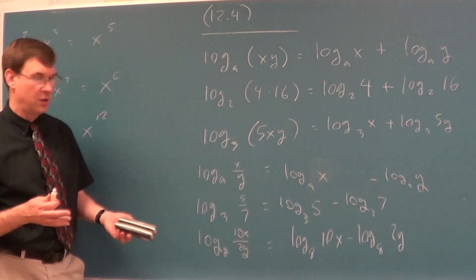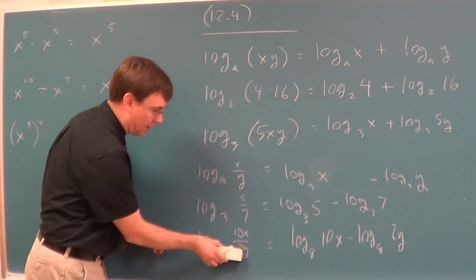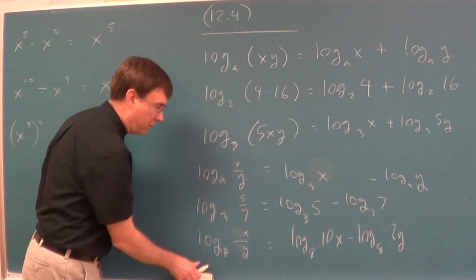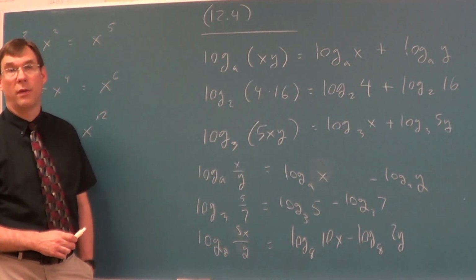What should we always look to do when we see a fraction? Reduce. So what can we do with this? 5x over y. This would be better to do a little bit of a cancel, reduce kind of move. 5x over y would be ideal. Question about that?